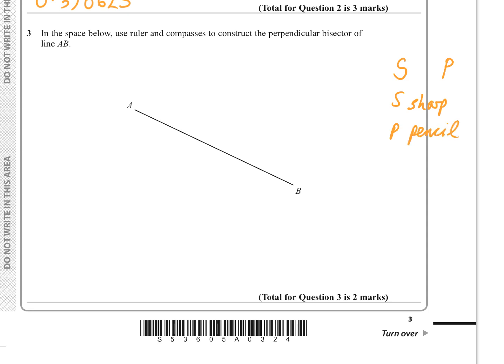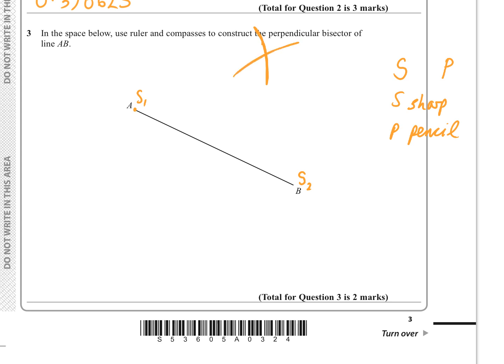So if you put your sharp point of your compass here, extend it so it's at least halfway over the line, and then you can draw a nice arc of a circle up here. You can do it all the way round if you want, it doesn't really matter. And then change over, keep your compass and pencil the same distance away from each other. So you put your sharp point here now, so that would be S1, the first position. This would be the second position, and do the same.